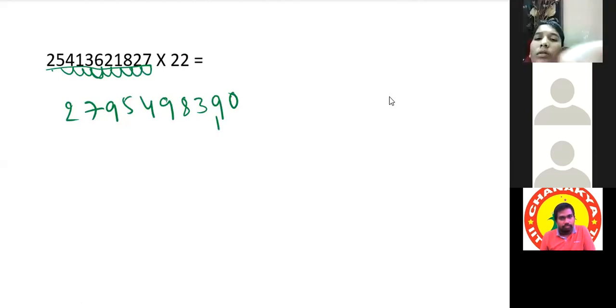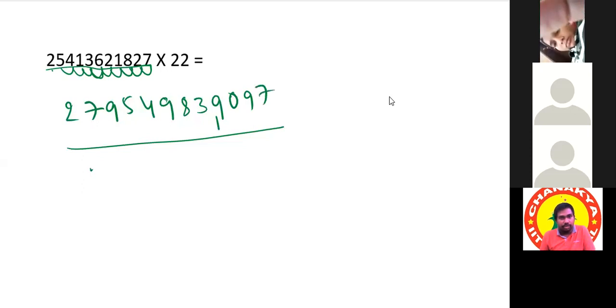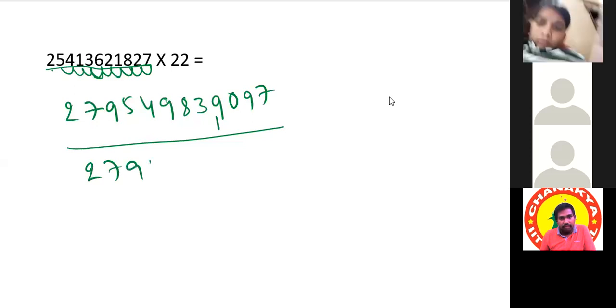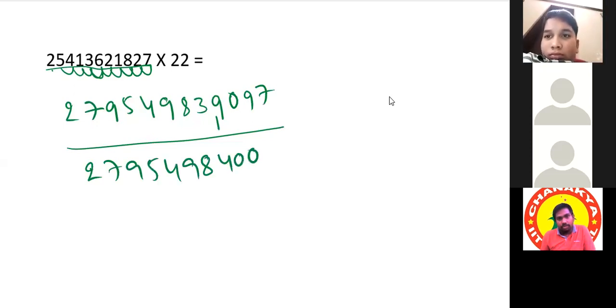2 plus 7 is 9, and 7. After balancing, what will be the last number? The last number stays as it is. Yes, sir. So it will be 7, 9, 5, 4, 4, 9, 8, 0, 0, 9, 7.